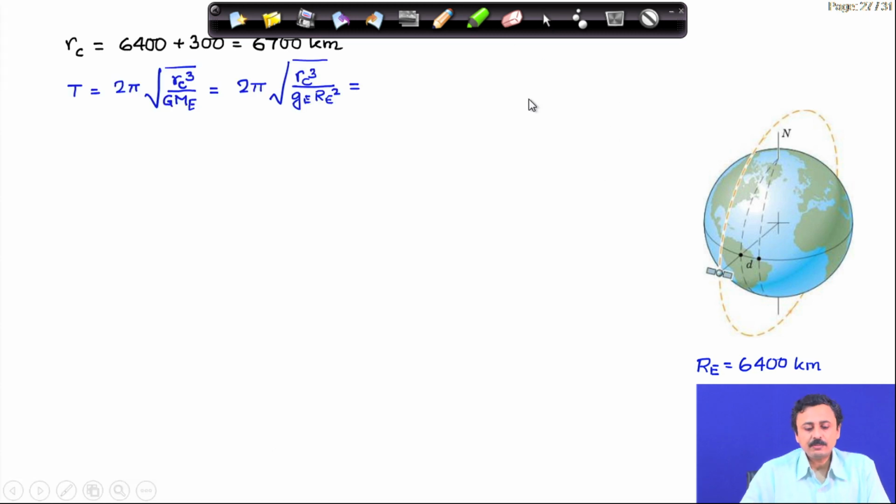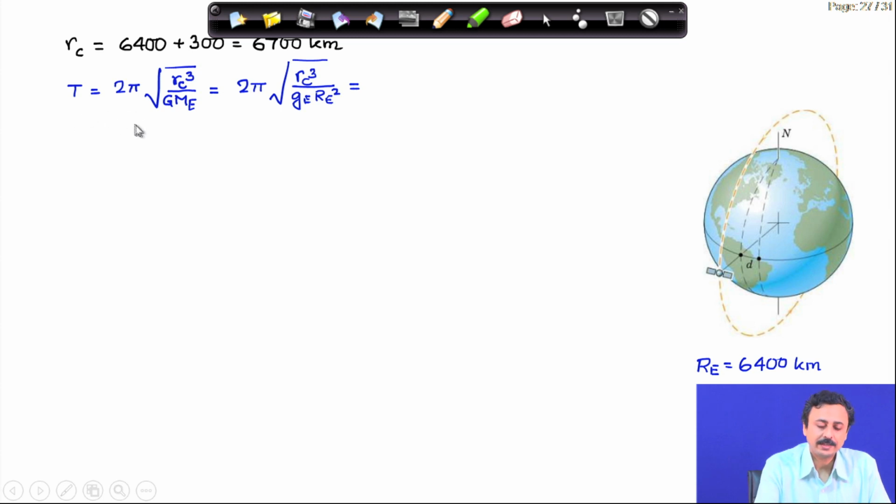The time period can be very easily calculated for a circular orbit. We have done this calculation. You remember that T squared is proportional to r cubed, and that proportionality constant is nothing but 4 pi squared by G times the mass of the central gravitating object, which is the earth in this case.